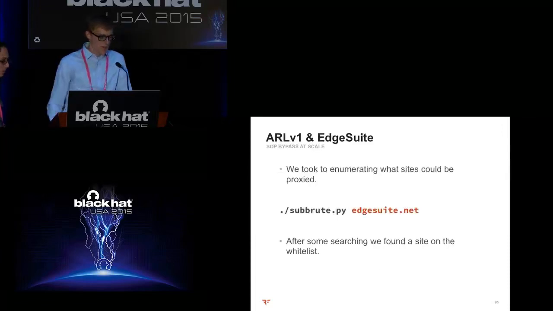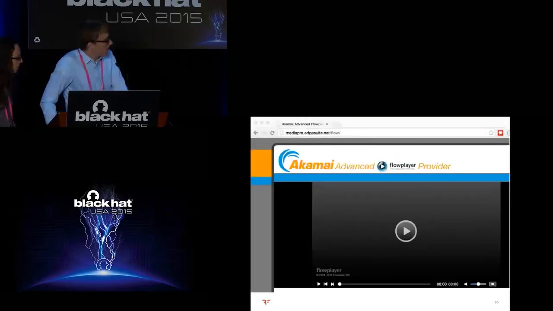And so the way we went about this is we took to enumerating what sites are in this whitelist. And of course, how do we do this? We took edgesuite.net and we started using Sublist3r to find all of these subdomains. And we combined some Google dorking with it, and we came up with an actual site that was in this whitelist. This is the site that we found. I'm kind of feeling a realization of what's about to come.